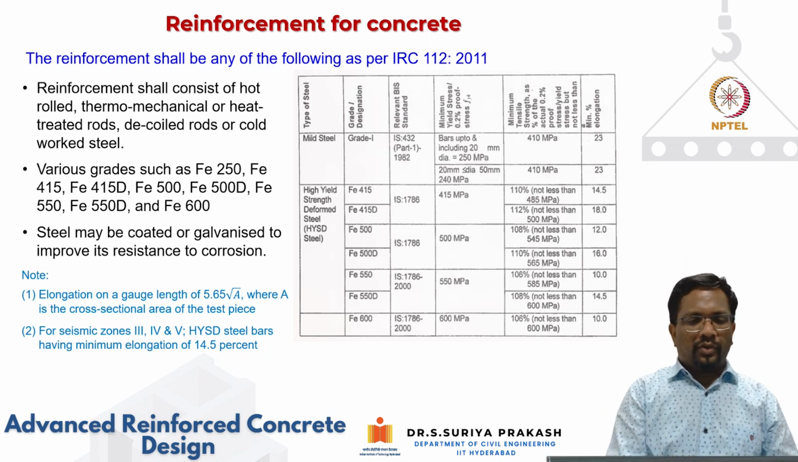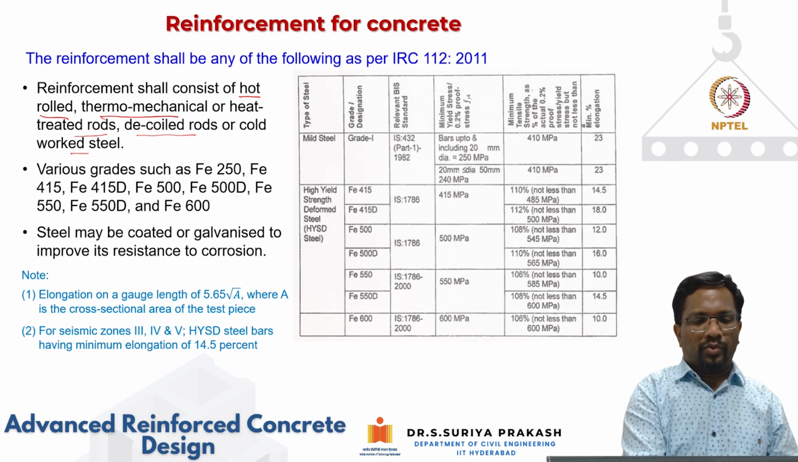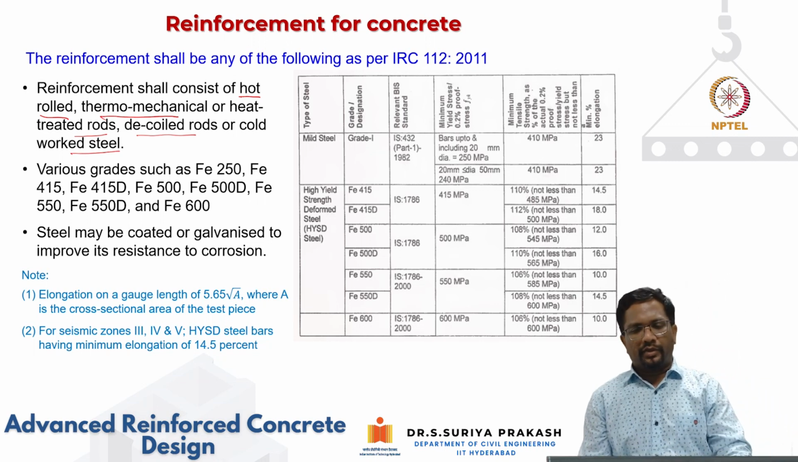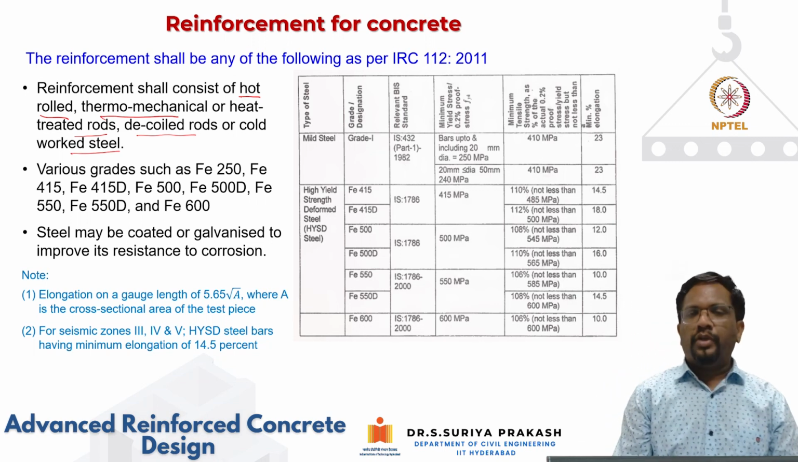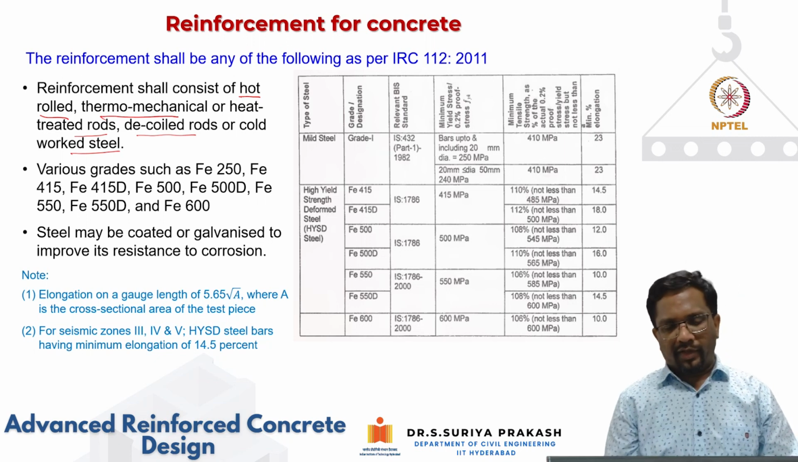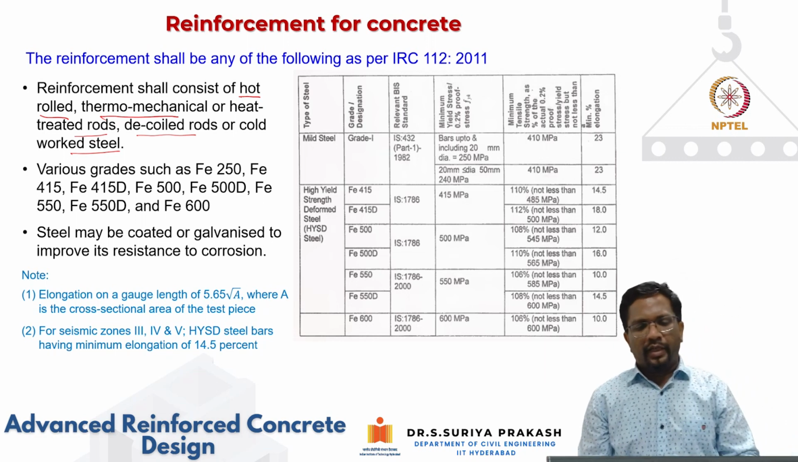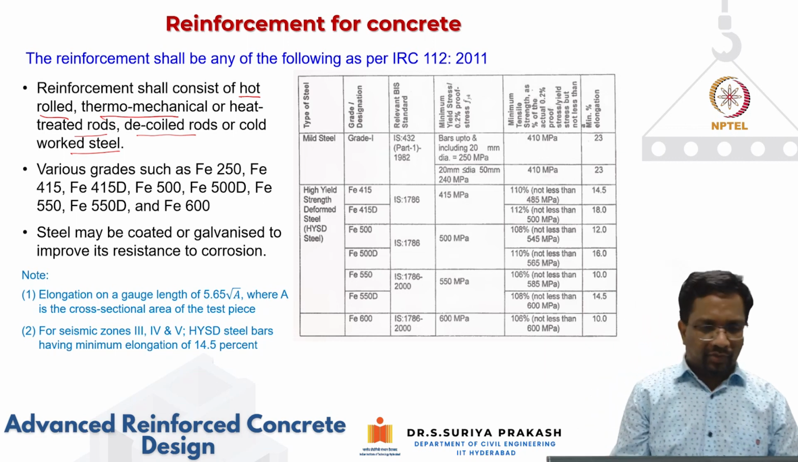So IRC 112 allows you to use hot rolled steel, thermomechanical or heat treated rods, or decoiled rods, or cold worked steel. All of them are actually allowed as per IRC 112. Again, they are allowing different grades of steel like Fe 250, like what we have in IS 456, Fe 250, Fe 415, Fe 415D, Fe 500, Fe 500D, and so on.